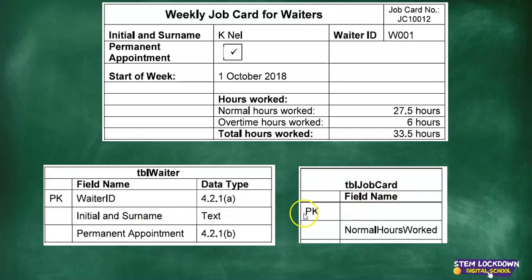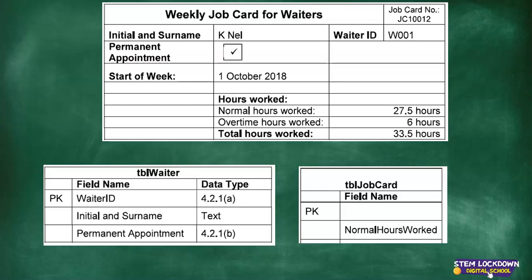And they ask you first what is the primary key that you would suggest for a job card. So one waiter will have many job cards. If you have a look here at the top, each job card has a number. This one is JC10012, and that would be the field that I would add here. I would add for the primary key a job card number field, because that would be unique to each job card.